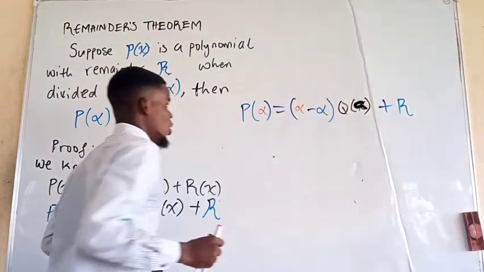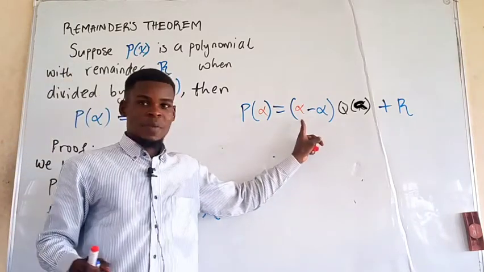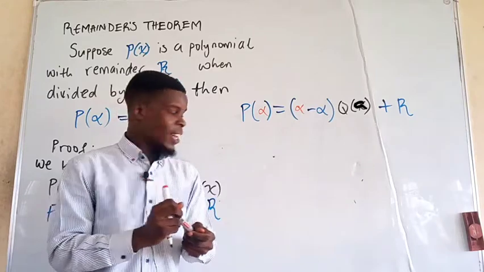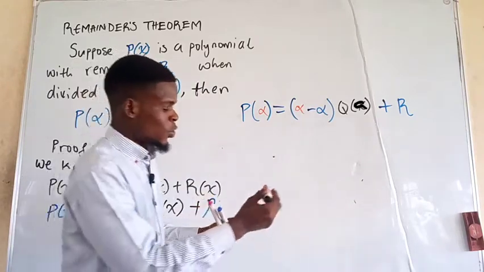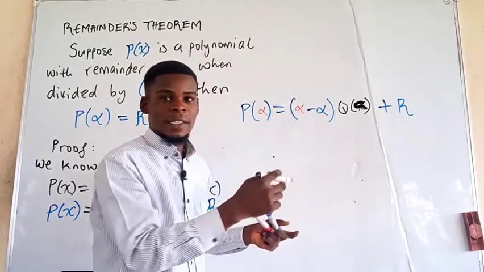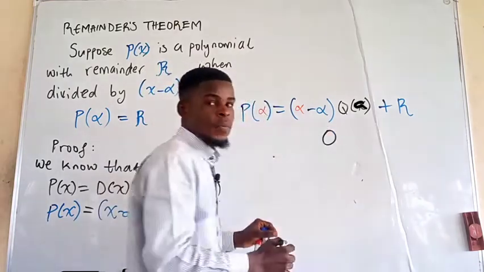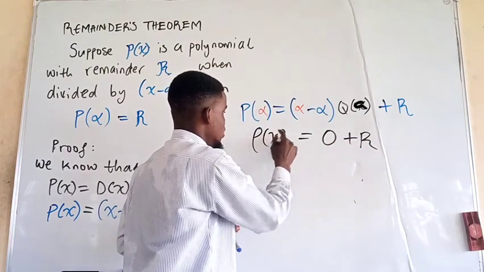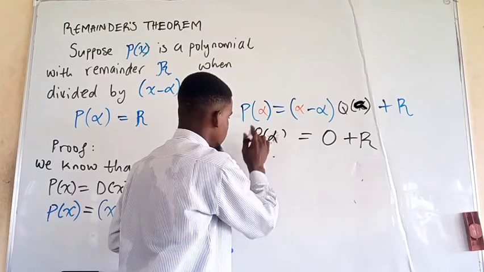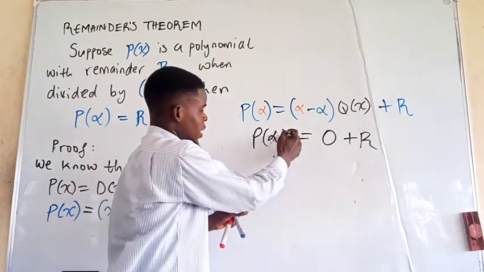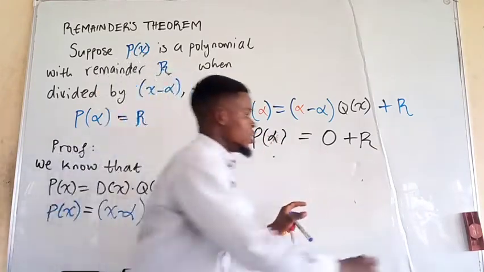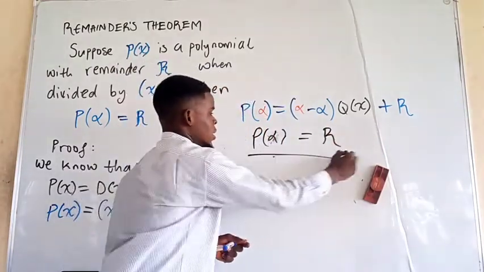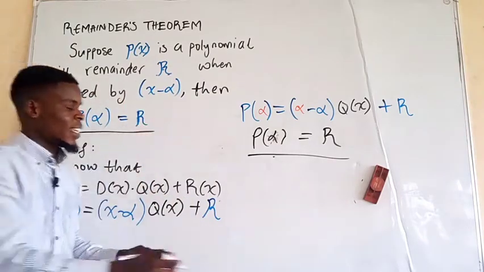You observe that alpha minus alpha is 0. They are the same thing, irrespective of the different color of ink I'm using. So alpha minus alpha is 0, and 0 times q of x is 0. In fact, everything there runs down to 0, and the only thing we have left is r. On the left-hand side, we can put it down as p of alpha. So we have p of alpha is equal to 0 plus r, which is just r. And this is what we have over here, and that ends the proof.